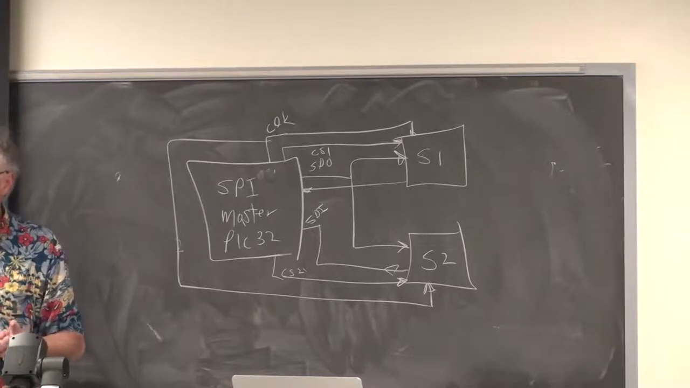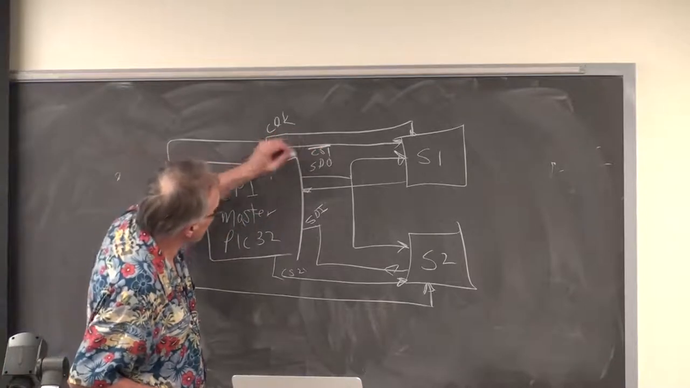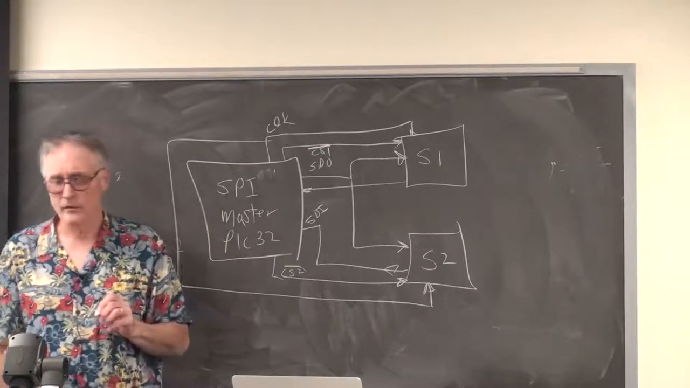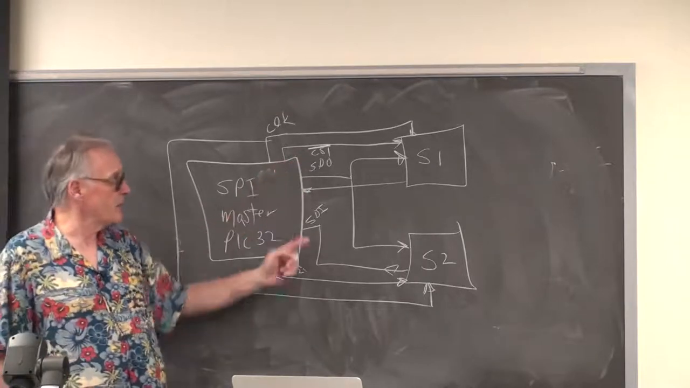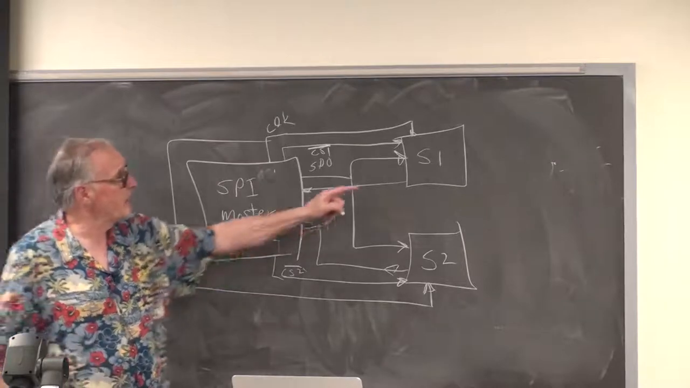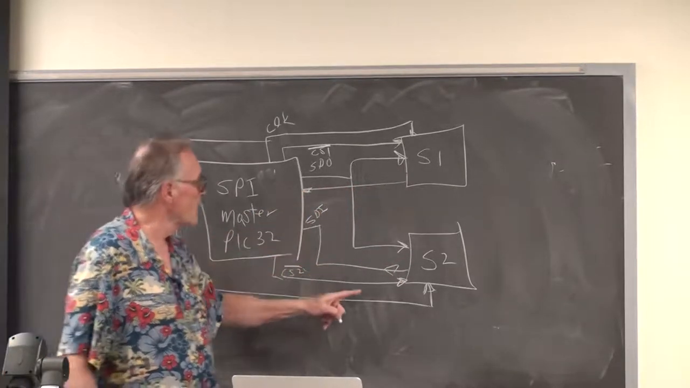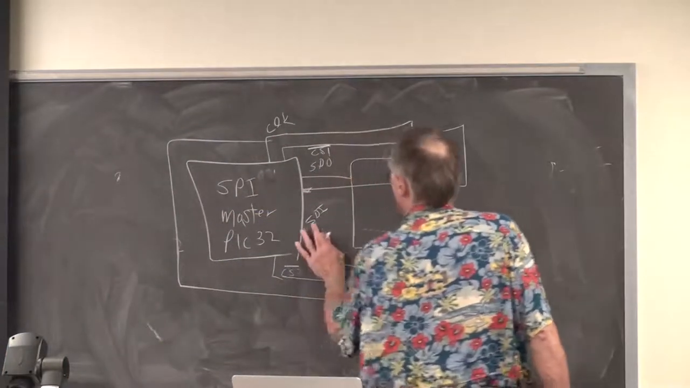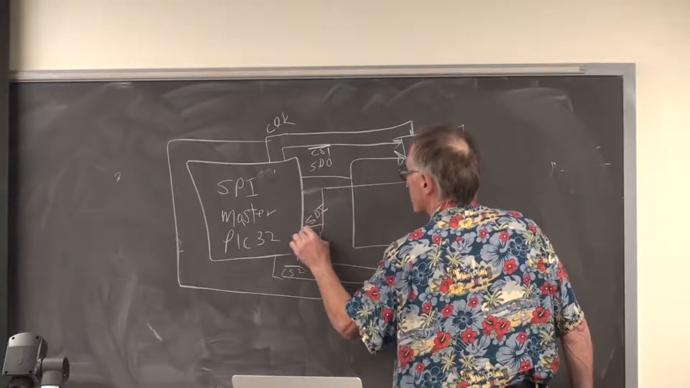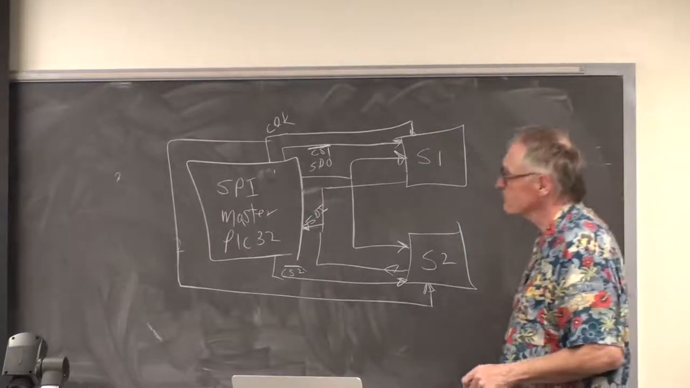Clearly, it is a bad idea to lower both. These are actually active low. Chip selects 1 and 2 are active low. It is a bad idea to lower both these signals at the same time, because then both slaves will drive their output port, which are connected together. So you don't ever want to do that.